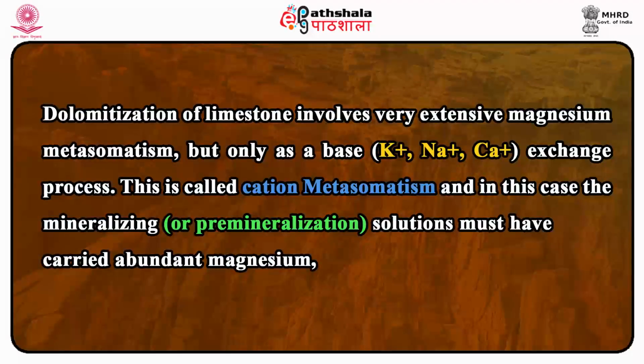The chemical significance of carbonatization may take two different forms. Dolomitization of limestone involves very extensive magnesium metasomatism, but only as a base, that is involving potassium, sodium, calcium exchange process. This is called cation metasomatism, and in this case the mineralizing or pre-mineralization solutions must have carried abundant magnesium. Carbonatization of silicate rocks involves, inter alia, anion metasomatism with the introduction of bicarbonate rather than phases.